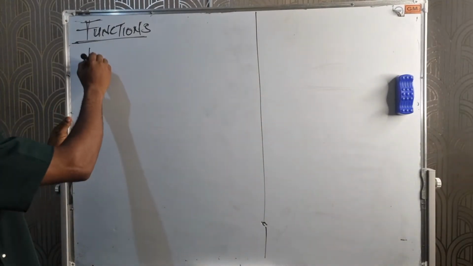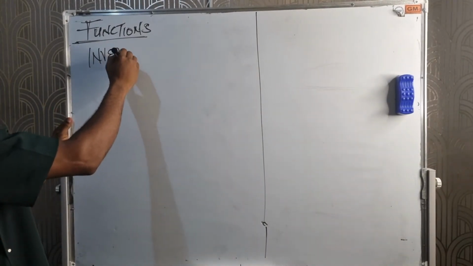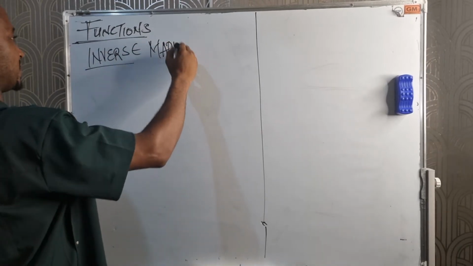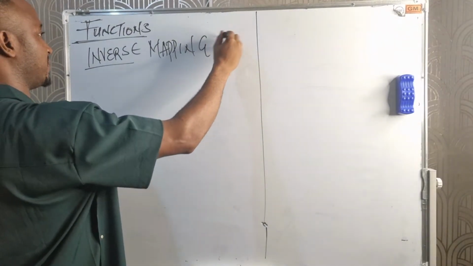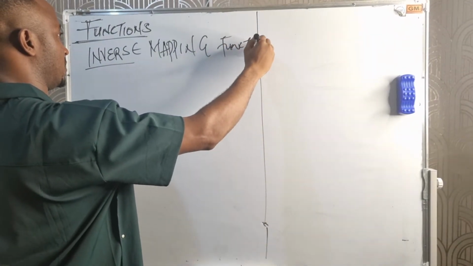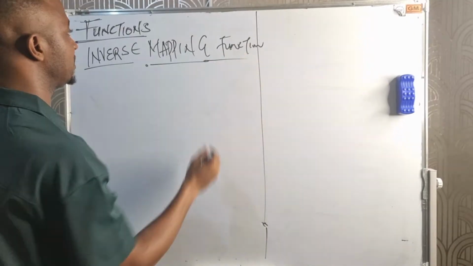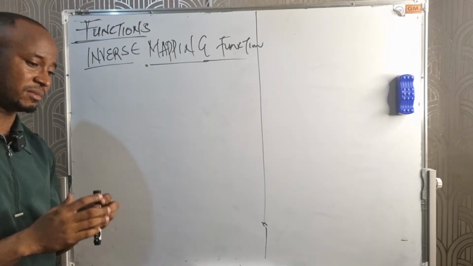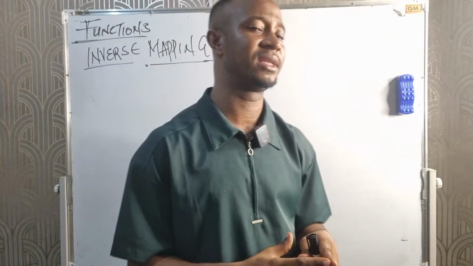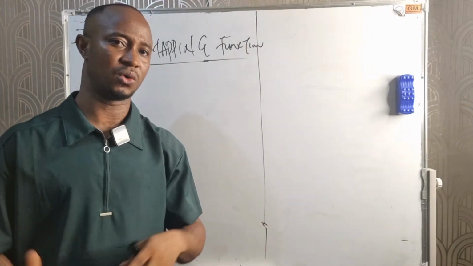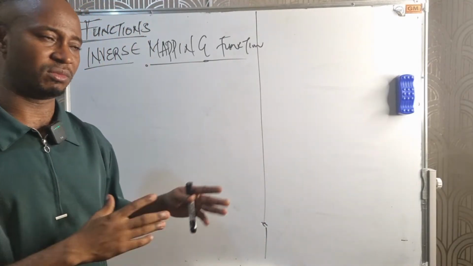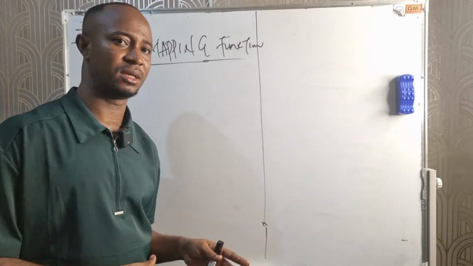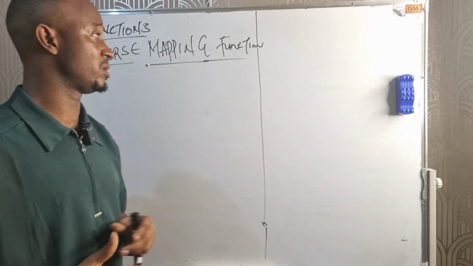So let's look at inverse now. Inverse mapping function. I've defined inverse already. An inverse mapping function is a mapping function whereby the domain becomes the codomain of a function. The domain becomes what? The codomain. While the codomain becomes what? The domain. When we interchange them, it becomes the inverse.